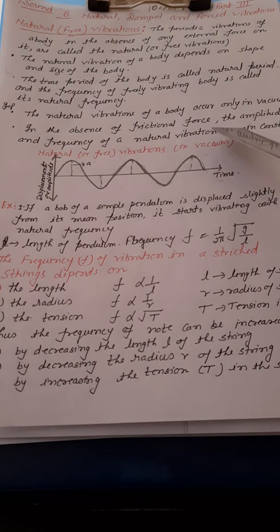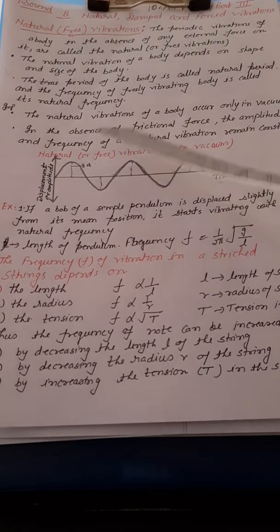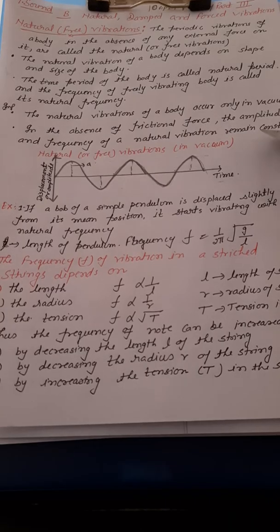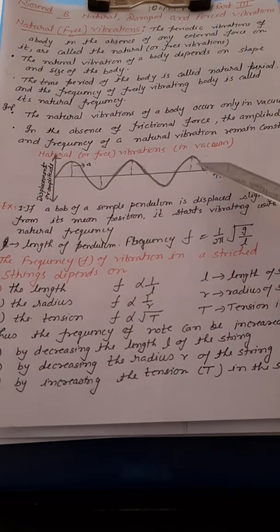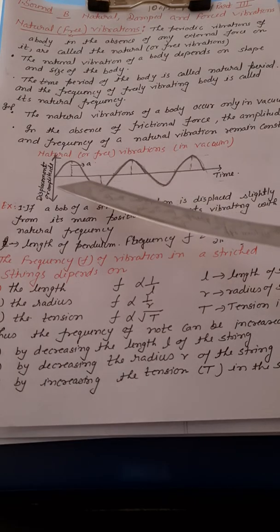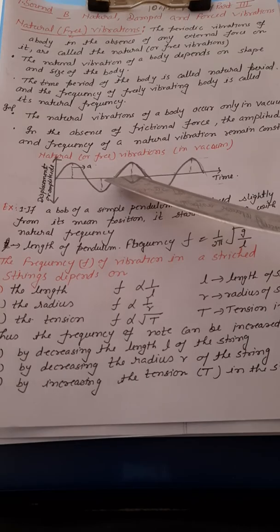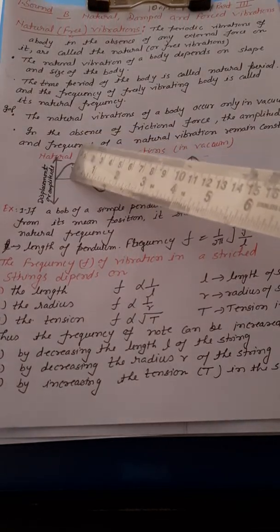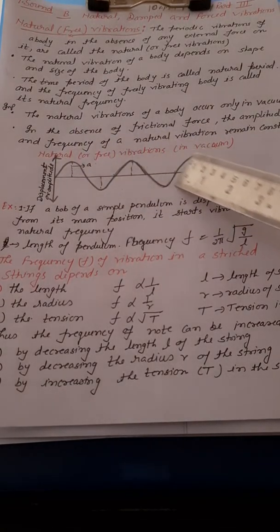Now, these are the points which you always need. The amplitude and frequency of a natural vibration remain constant. Look at the displacement time graph. When you draw the displacement time graph, student, look at this graph. What is this vertical line representing? Amplitude. Amplitude remains constant. Frequency remains constant.